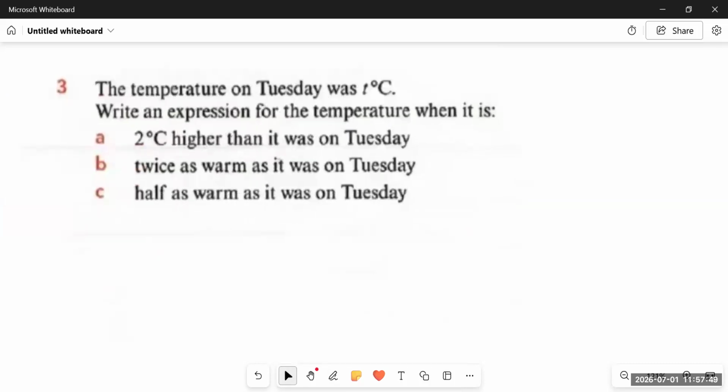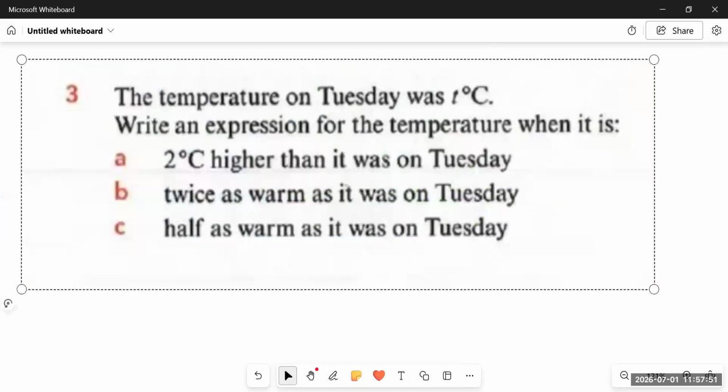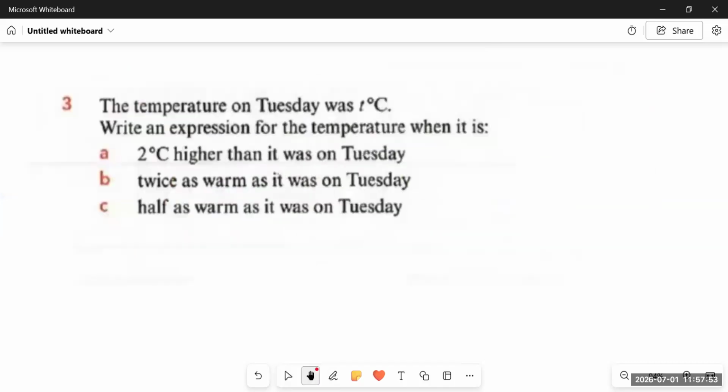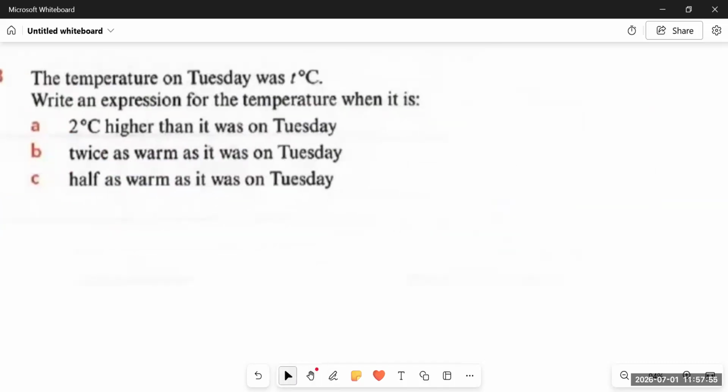Now comes question number 3. Question number 3 says the temperature on Tuesday was T degrees Celsius. We don't know what the temperature was, so we are saying that it was T degrees Celsius. Write an expression for the temperature when it is 2 degrees higher. Higher means the temperature will be increasing. When it is lower, it is decreasing. So upon increasing, what happens? It will become T plus 2.